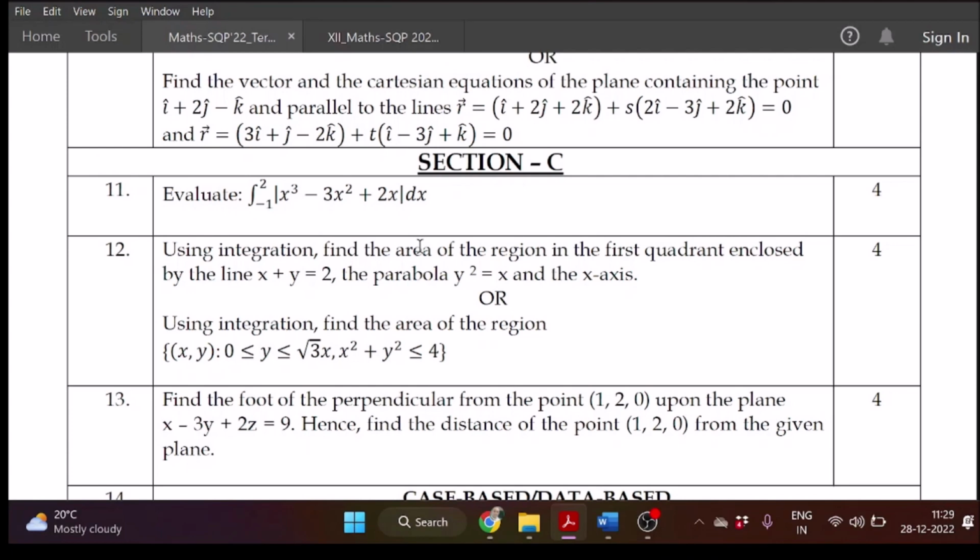Also let us look at the term 2 sample paper question that came last year, 2022, in June. The questions were of this form: using integration, find the area of the region in the first quadrant enclosed by the line x plus y equal to 2, the parabola and the x axis; and using integration, find the area of the region where a circle and a straight line are given.